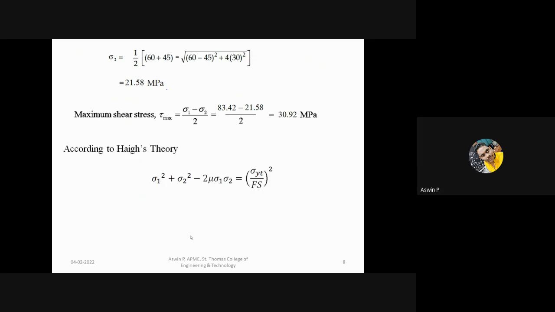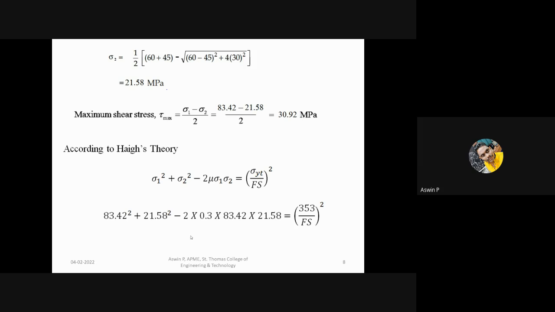Now we have studied it, just directly substitute the values. That is sigma 1 square plus sigma 2 square minus 2 mu sigma 1 sigma 2 is equal to sigma yt by fs, whole square. After that, you need to substitute the values of sigma 1, sigma 2 in this equation as well as sigma yt. You will get 83.42 square plus 21.58 square minus 2 into 0.3 into 83.42 into 21.58 is equal to 353 divided by fs whole square.